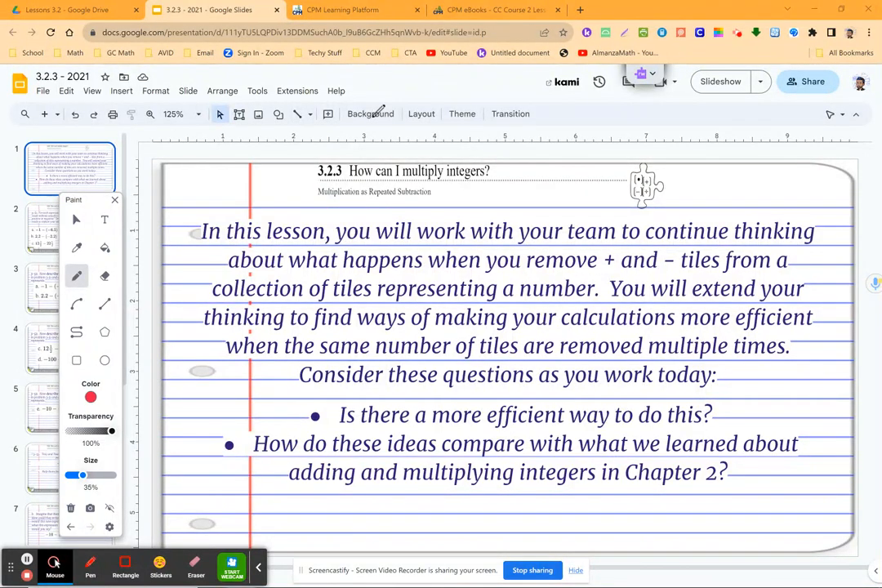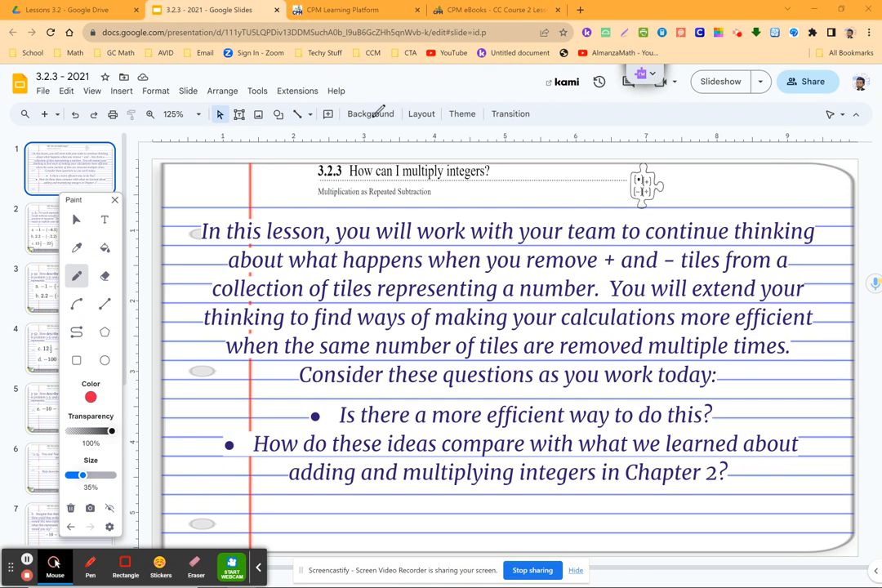All right, this is lesson 3.2.3, and feel free to have the Pear Deck open as you're watching the video so you can fill in the slides as you go through the video.